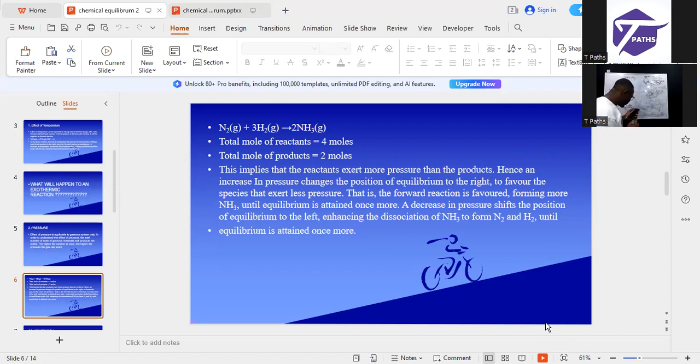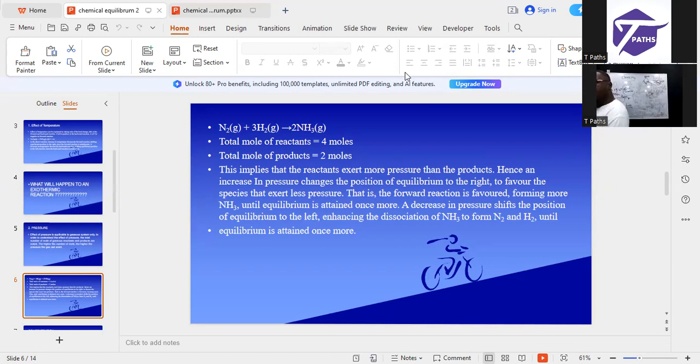In what way can we increase the amount of ammonia? Let's ponder about that. Based on pressure, in what way can we increase the amount of ammonia? Are we going to increase pressure or are we going to decrease pressure? Let's ponder about that.